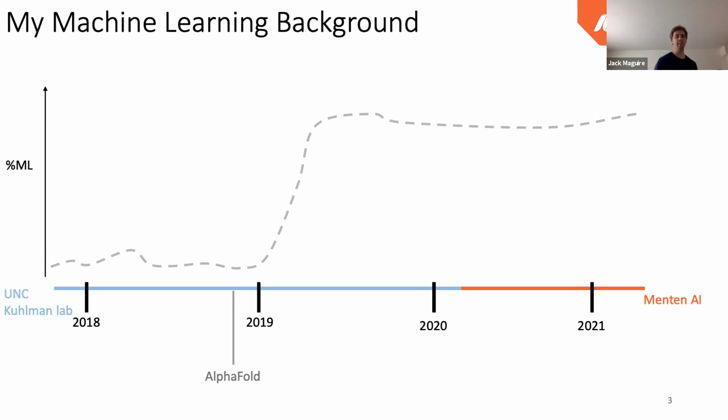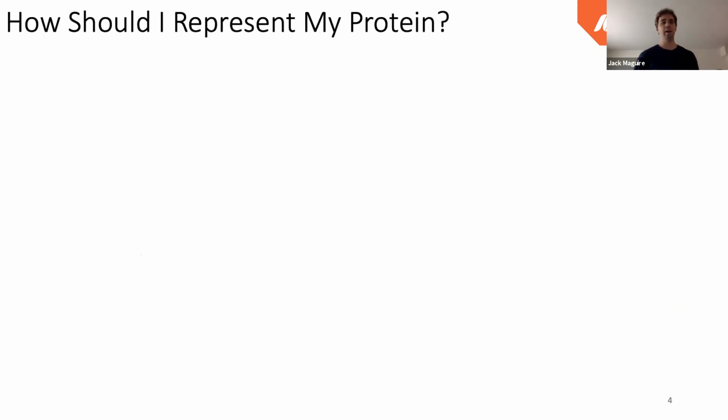I mentioned this just because I think a lot of us are in the same boat, because this curve also kind of matches the number of machine learning talks at these Rosetta conferences. So I think AlphaFold inspired a good number of us to kind of follow this pattern. And when we have these machine learning projects, one big question we always have to answer is how should I represent my protein in my tensors?